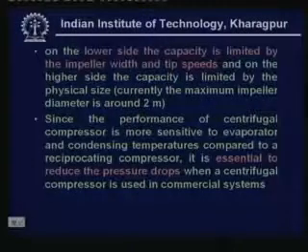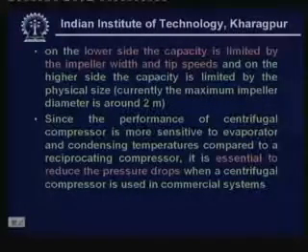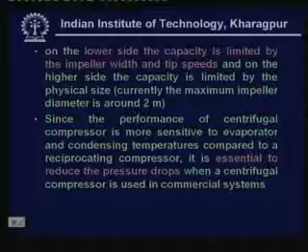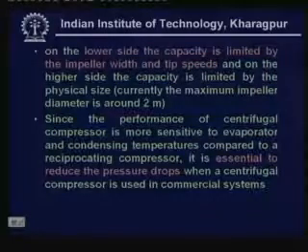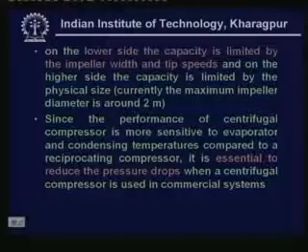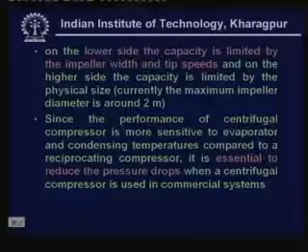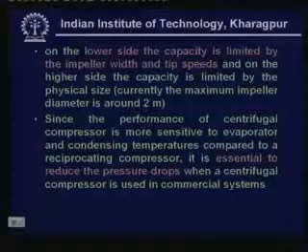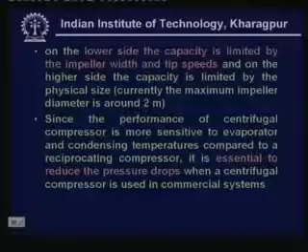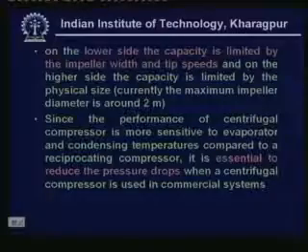Since the performance of centrifugal compressor is more sensitive to evaporator and condensing temperatures compared to a reciprocating compressor, it is essential to reduce the pressure drops when a centrifugal compressor is used in commercial systems. Okay. So, the design strategy has got to be different for the refrigerant system when you are using a centrifugal compressor and when you are using a reciprocating compressor. Centrifugal compressor is more sensitive to pressure drops. We have seen just now it cannot handle when the pressure rise goes beyond the design pressure rise. So, you have to minimize the pressure drops. Okay. So, you have to design the system in such a way that the pressure drops in the lines or across any valves or anything is minimal.